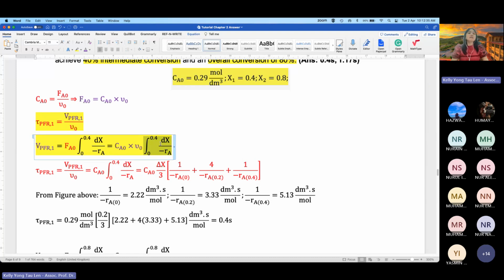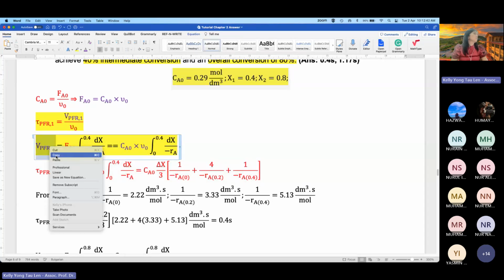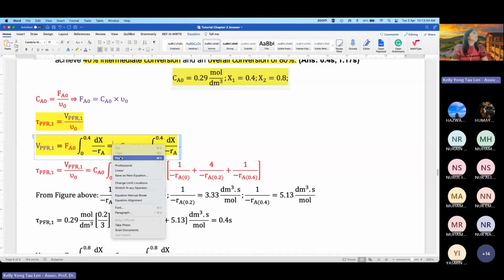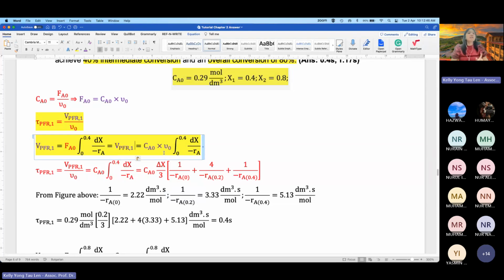The integral part, I still keep the same; I haven't touched it. Okay, so let's look back at this. If you understand this, let me do it like this. When I rearrange it, it becomes like this, right? You realize that on my left hand side, I have volume PFR1. Right hand side, I have CA naught multiply epsilon naught multiply with the integral from 0 to 0.4 dx per minus RA. So you realize, look back at the space-time formula.